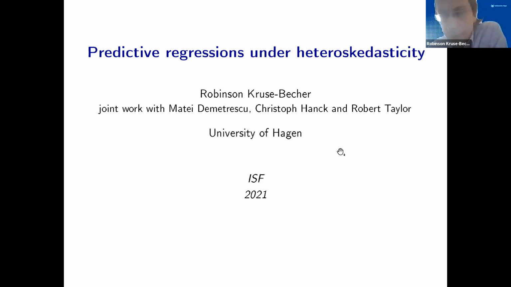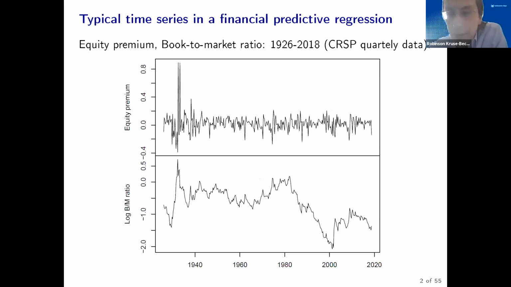This is typical data which is used in a predictive regression. On the left-hand side, you have the equity premium, recorded at the quarterly frequency. You can see quite some heteroscedasticity even at that frequency. It's a long data set. And on the right-hand side, lagged by 1 period, you will have a predictor of this kind. There are many around. This is one example, the book-to-market ratio.